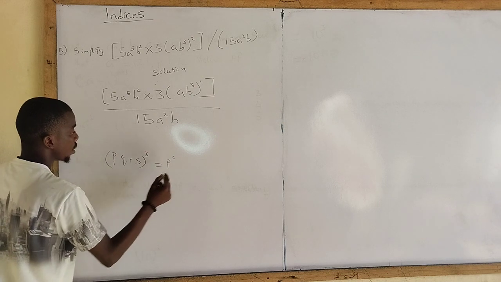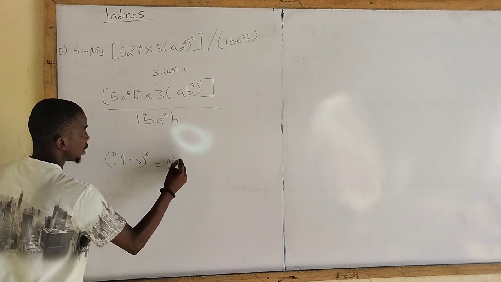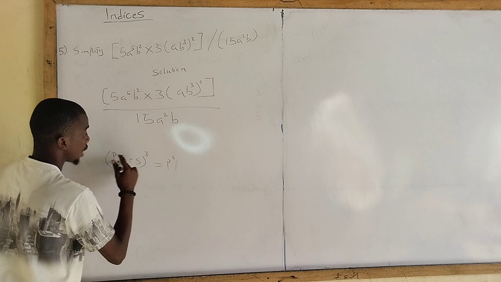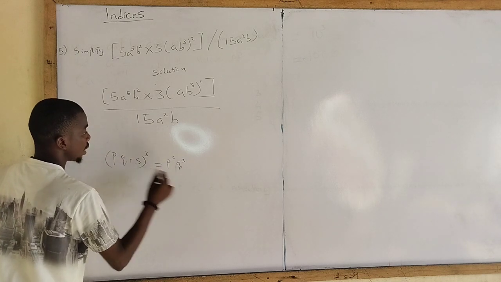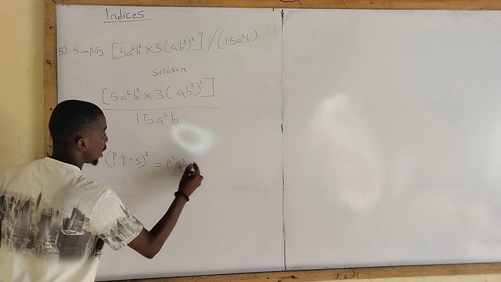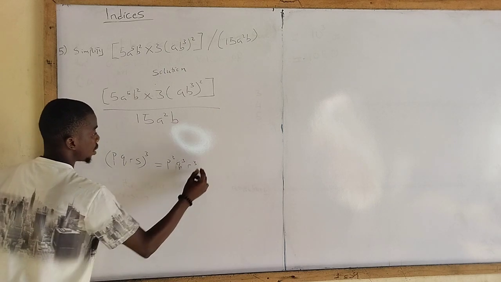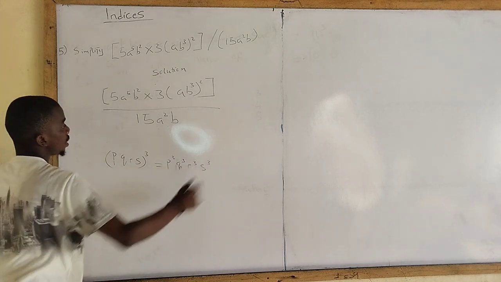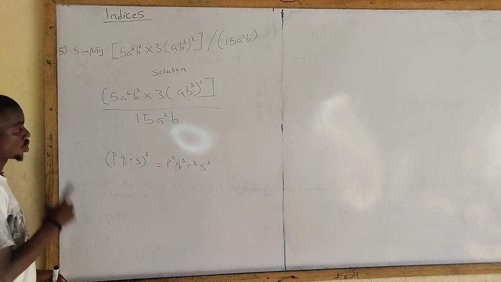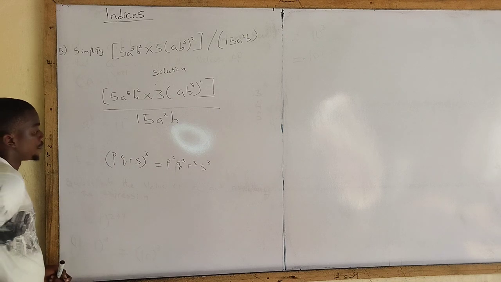3 raised to the power of q. 3 times q raised to the power of 1 is 3, times this is r cubed, then this is s cubed. So this is simply what the law talks about.